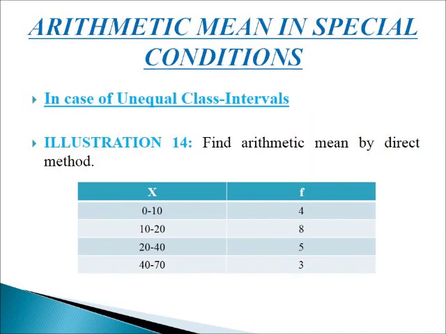Next special condition is calculation of arithmetic mean in unequal class intervals. Sometimes the class intervals of frequency distribution are unequal. In such cases, arithmetic mean is calculated in the usual manner. We find mid-values and find arithmetic mean as it is done in case of continuous series. Let us understand this with the help of the following illustration. We have to find out the arithmetic mean by direct method.